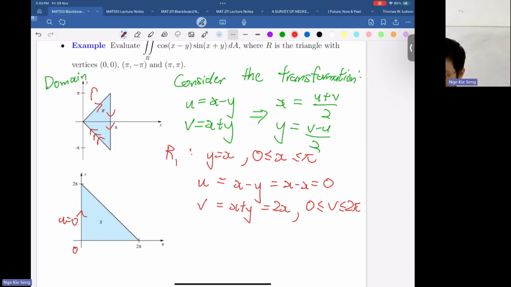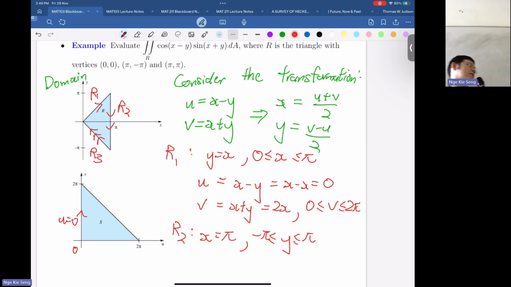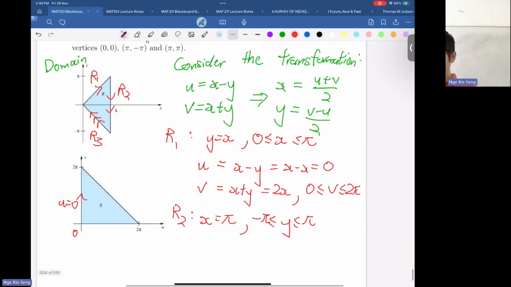Oh, sorry, this is R1. So this is called R2 and this is called R3. So how about R2? What's this vertical line here? This vertical line is exactly x equals pi. But how do you control y? y is going from minus pi to pi. Right, so we want to see where this line gets transformed into. In this case, how do you check? Any idea?